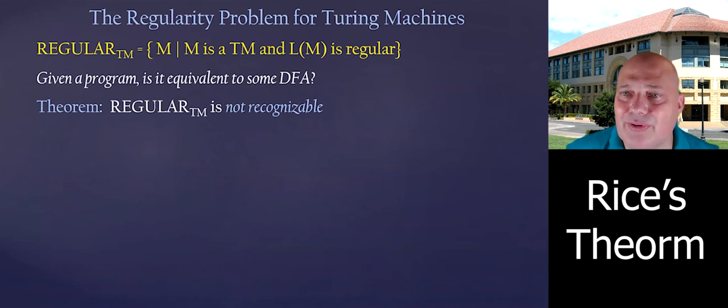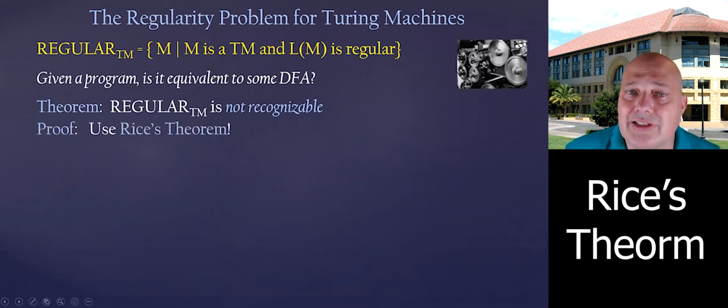So let's give an example of a way to use it. An example for a language that we've already seen. And in fact, the proof that I discussed last time is pretty similar. But now we don't need to reprove it. We just use Rice's theorem. So the regularity problem for Turing machines, REGULAR_TM, is all the M's that are Turing machines, such that the language that they accept is regular, meaning that these Turing machines are equivalent to some DFA. The theorem is REGULAR_TM is not recognizable.